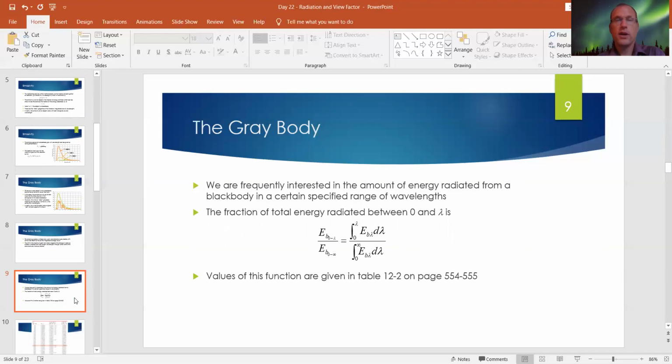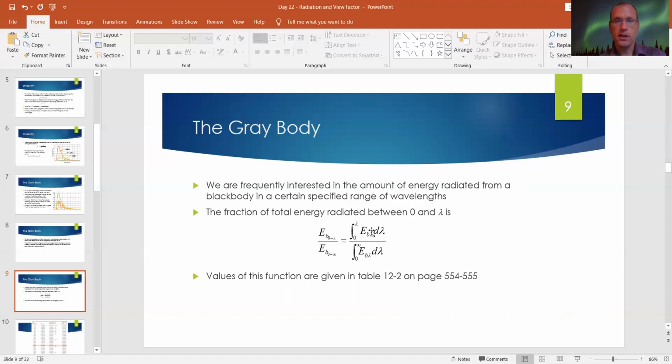A lot of times we care about how much energy is emitted in a certain part of the spectrum. So a certain wavelength, so how much is emitted between, say, 0 and 500, or how much is emitted between 500 and 800. And so what we have is this kind of ugly looking function. So E_b from 0 to lambda, so some total energy being emitted between wavelengths 0 and some lambda that I care about, divided by the total, E_b from 0 to infinity. E_b from 0 to infinity, again, is the total amount that's going to be emitted. So this is my fraction of energy emitted between 0 and lambda.